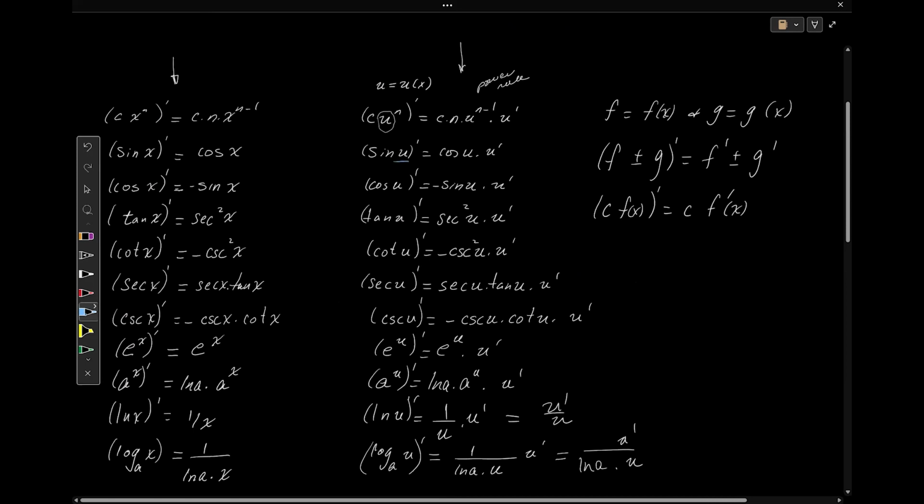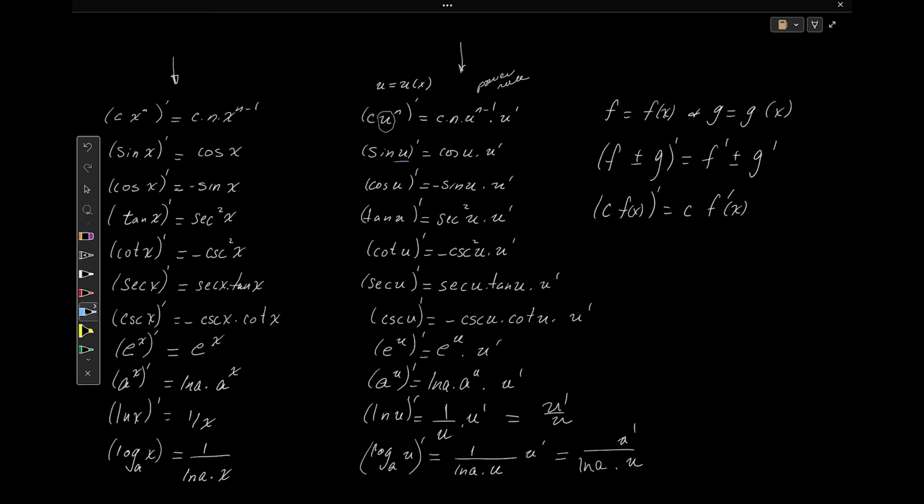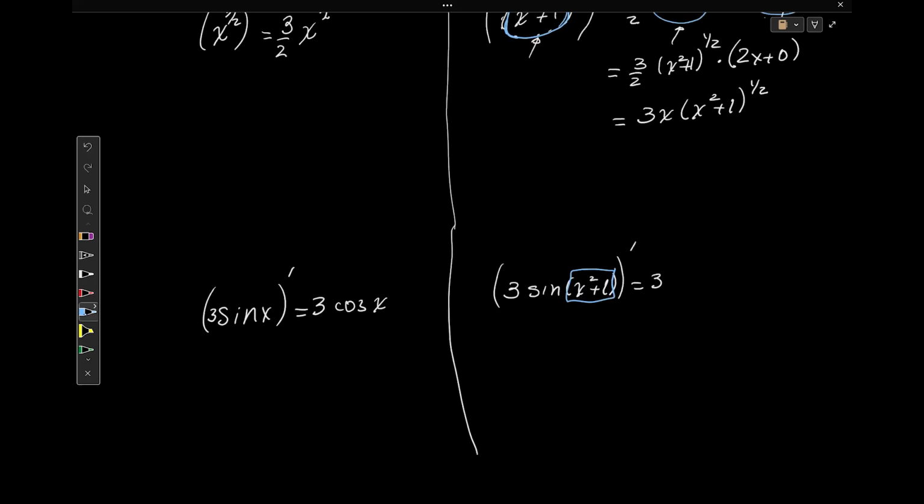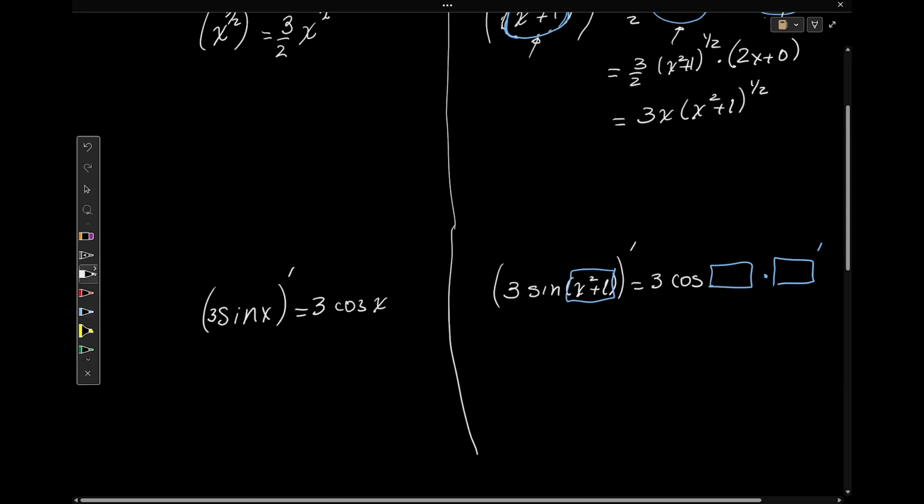Sine of something. It's just a regular derivative of the sine, which is the cosine, times the derivative of that something. So that will be cosine of that something times the derivative of that something. Now plug them in. That something is x squared plus 1.